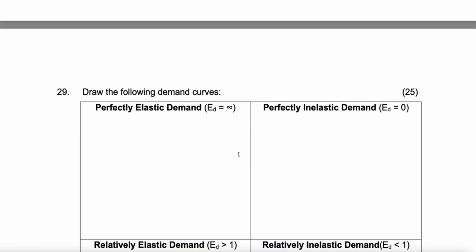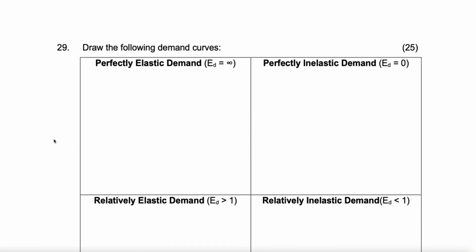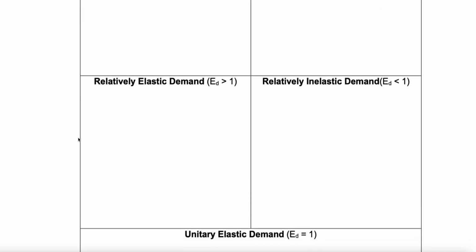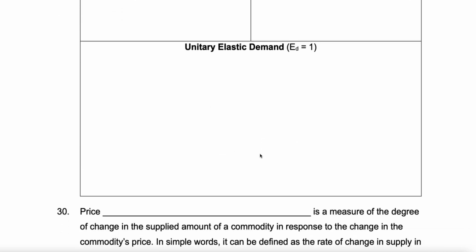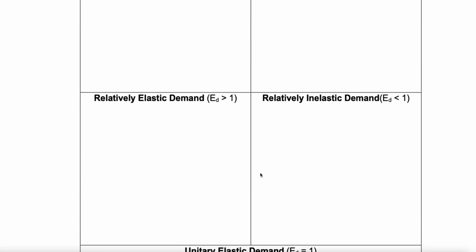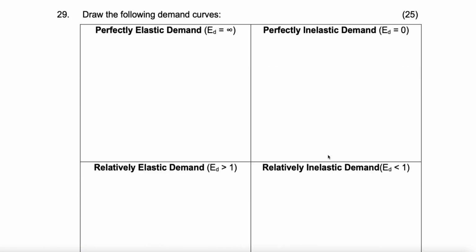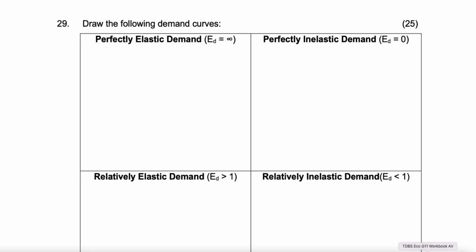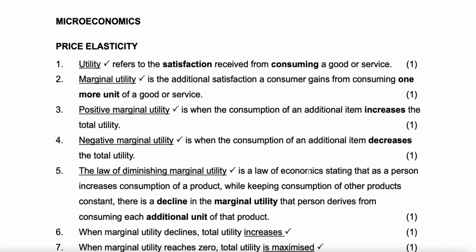Right, so you should be able to draw them. This is when you now understand what we were talking about. You should be able to draw them: which one is unitary, which one is relatively elastic, relatively inelastic, and so on. For this to make more sense, I'm going to show you how they would look. But before we do, let's just recap our answers.